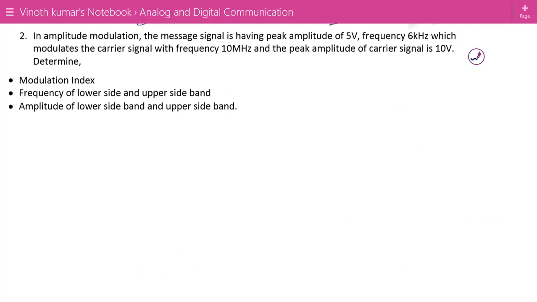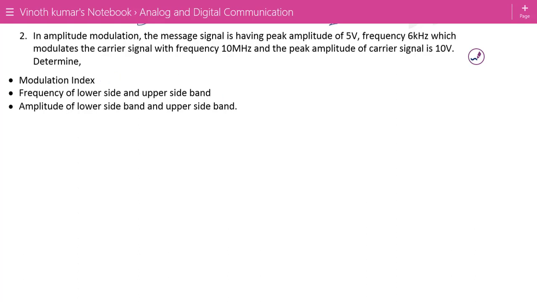So the next problem given here is: in amplitude modulation, the message signal is having peak amplitude of 5 volt, frequency 6 kilohertz, which modulates the carrier signal with frequency 10 megahertz, and the peak amplitude of carrier signal is 10 volt. So we need to determine the modulation index and frequency of sidebands, lower sideband and upper sideband, and amplitude of both bands, that is lower and upper sideband.